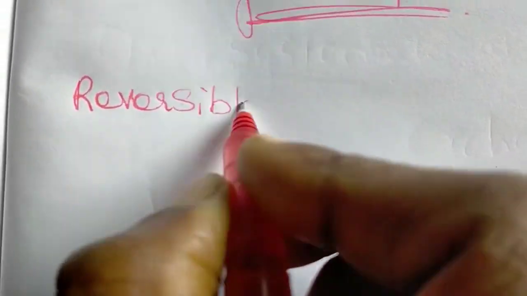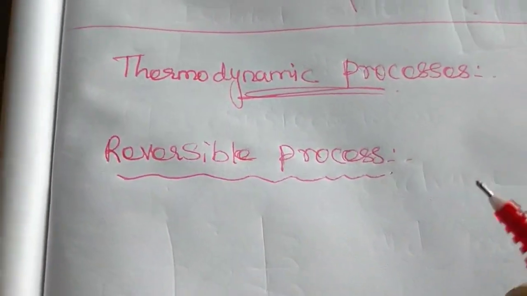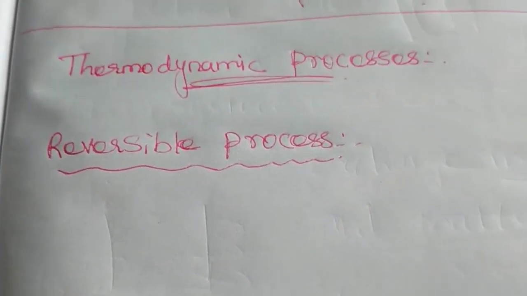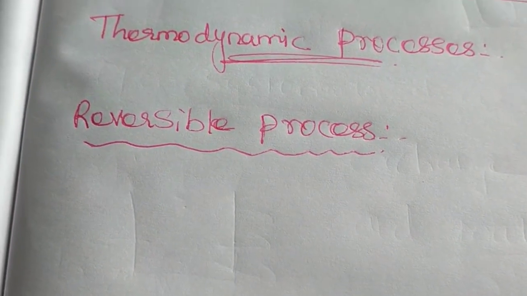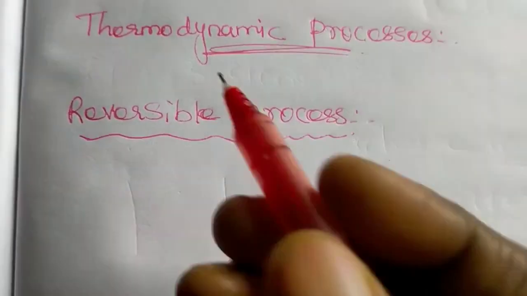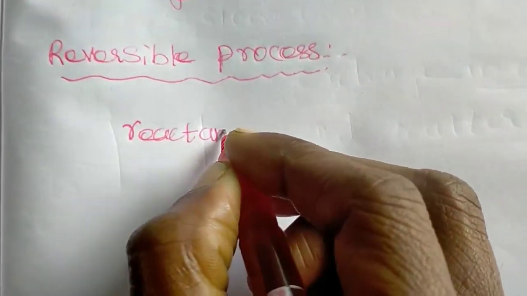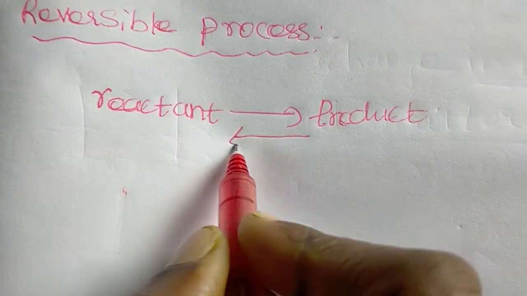So the first process is the reversible process. The reversible process is one of the important processes of thermodynamic process, which means we can obtain the initial stage of the reaction from the product of the reaction. Okay, so we can convert reactants to products and also products to reactants.